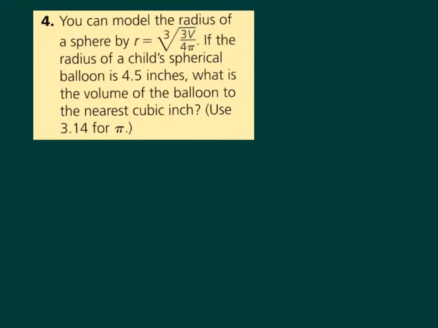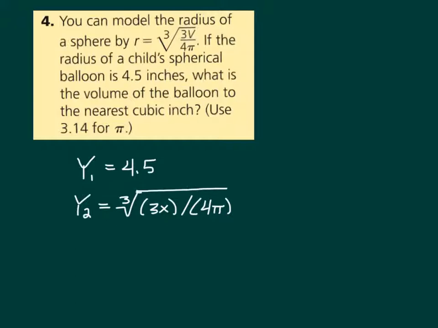Here, this is basically a calculator practice problem. We want to put in y1, 4.5, and we want to put in y2, the cubed root of. Now to put this in the calculator properly, you have to do 3x in parentheses divided by 4 pi in parentheses, like that. Even some of your calculators may not do that radical sign this way. It may give you a really skinny radical sign and a bigger set of parentheses around the whole thing. The main point is the 3x needs to be in parentheses, and the 4 pi needs to be in parentheses, so that order of operations is done correctly.